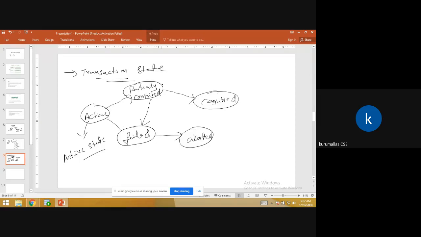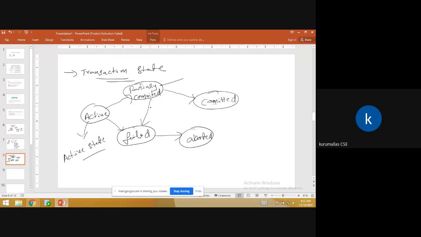Next, the partially committed state. This transaction state occurs after the final statement of the transaction has been executed.